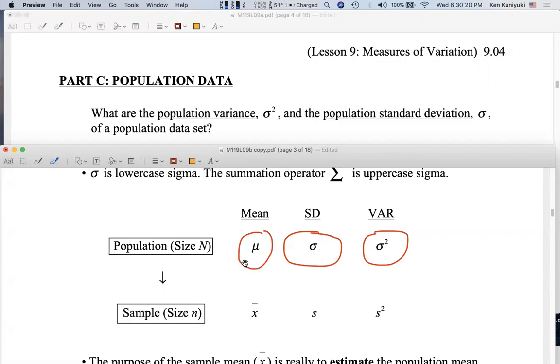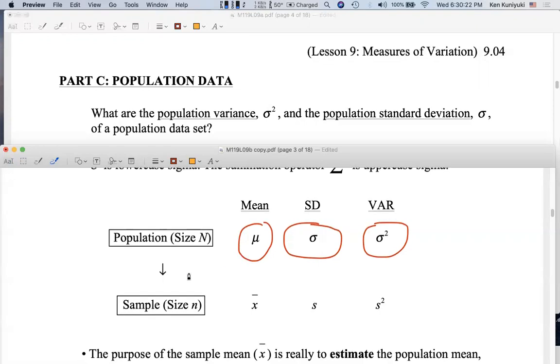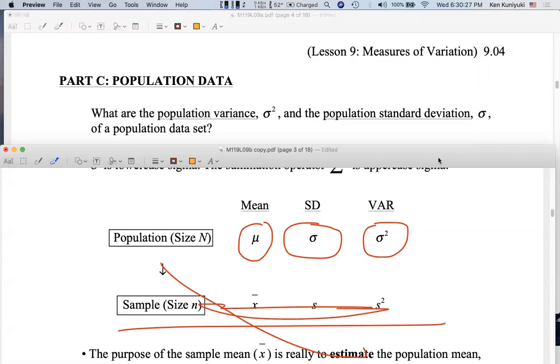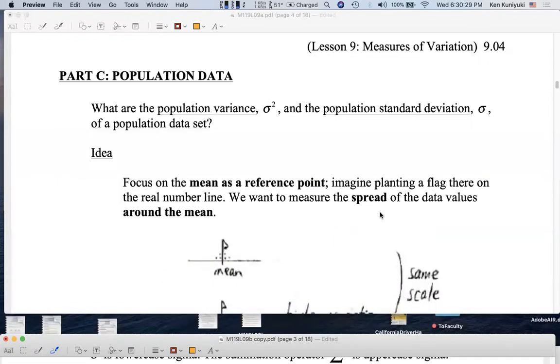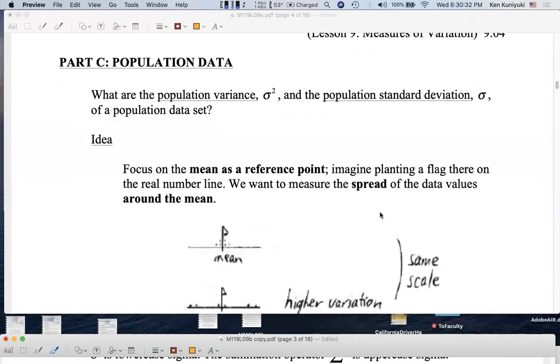And since we have population data, census data at hand, we won't have to deal with samples. We don't need this stuff, at least not for now. So what's the idea behind population variance and standard deviation?